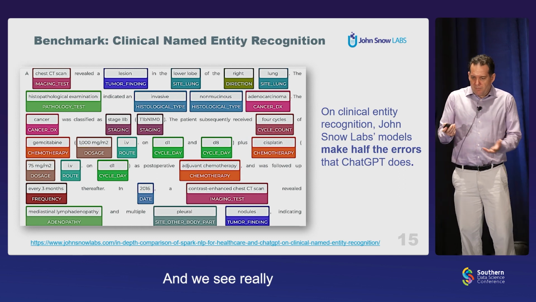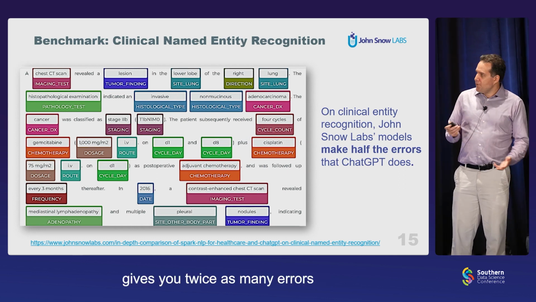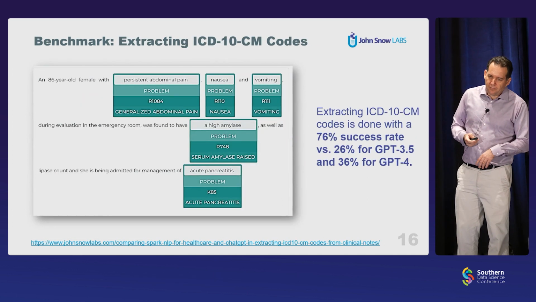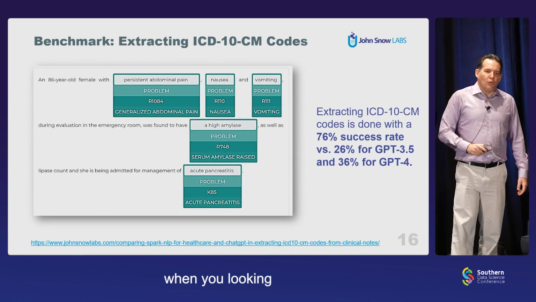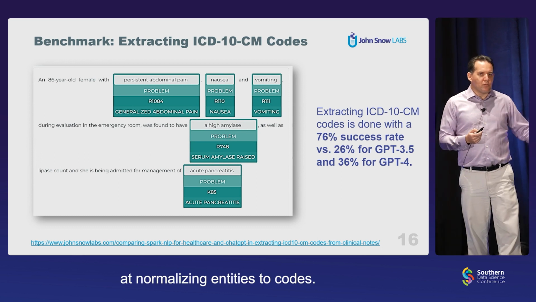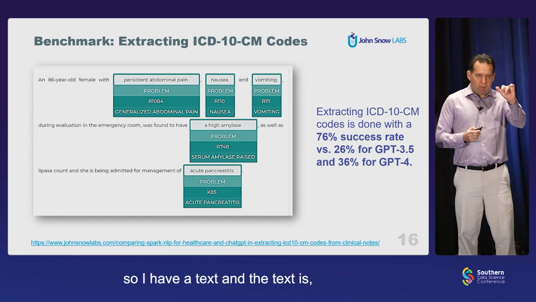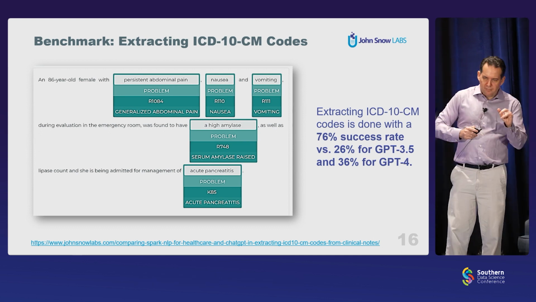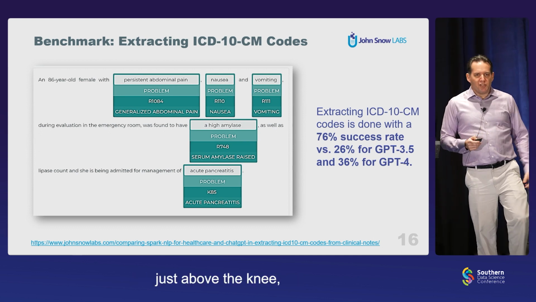And we see really just the best you can get with the current GPT model gives you twice as many errors as what the current models that we have do. We're seeing the same thing when you're looking at normalizing entities to codes. Okay, so I have a text, and the text says you have this bone fracture in your left leg just above the knee.